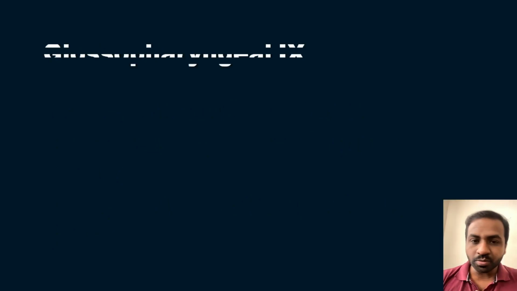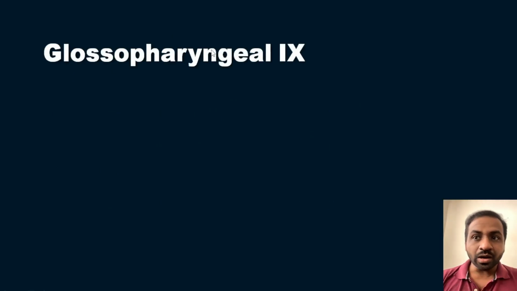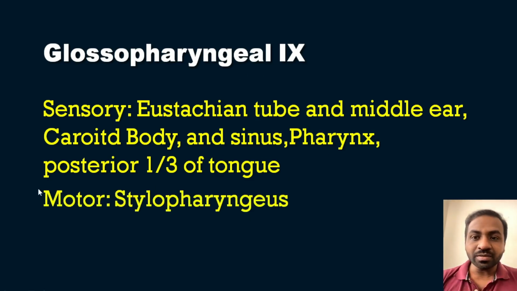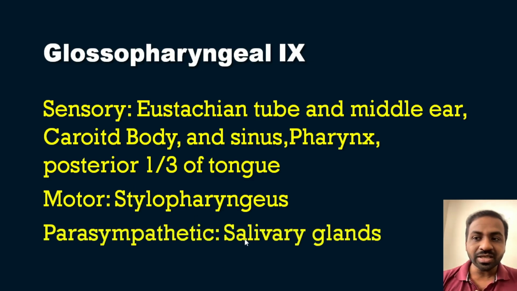So we will see the other options also. One of the options was glossopharyngeal. Okay, this is the 9th cranial nerve, and its sensory area supplies the eustachian tube, the middle ear, carotid body and carotid sinuses, pharynx, and the posterior one-third of the tongue. Okay, so the posterior one-third of the tongue is supplied by glossopharyngeal, and the anterior two-third is supplied by the facial nerve. Okay, and its motor area supplies the stylopharyngeus, and the parasympathetic activity is to the salivary glands. That's all regarding the glossopharyngeal, that is the 9th cranial nerve.